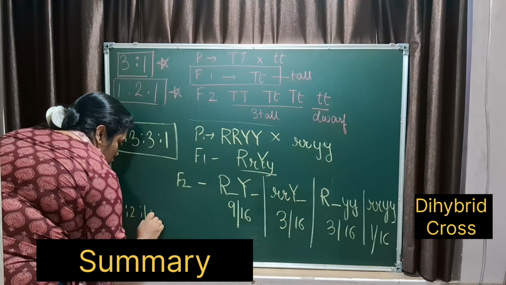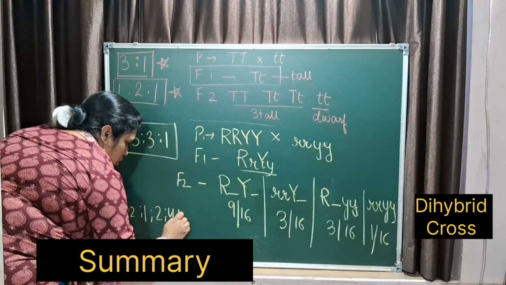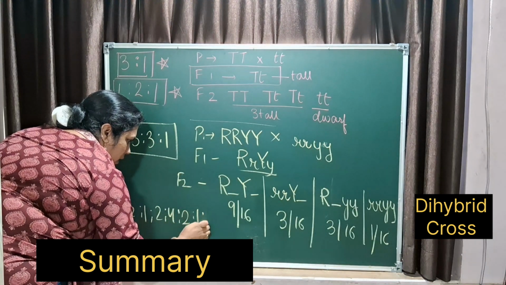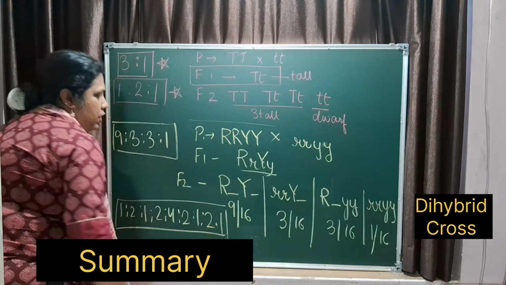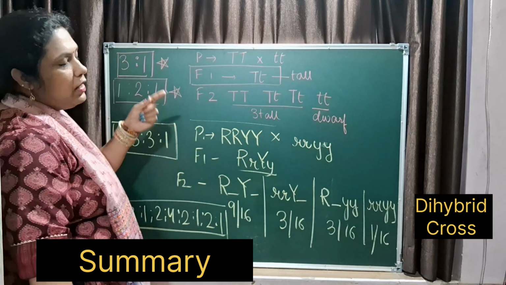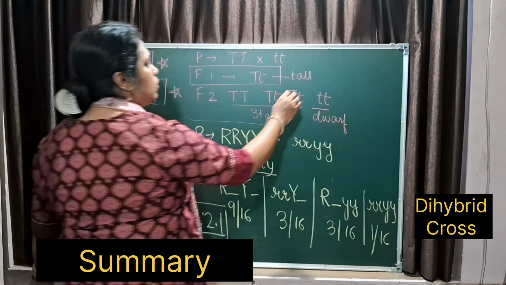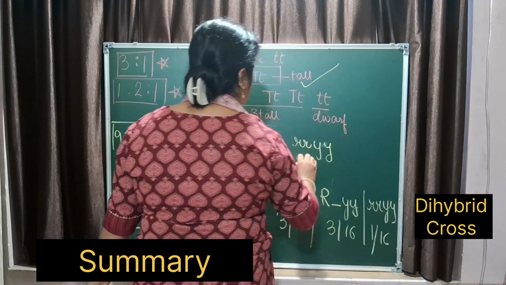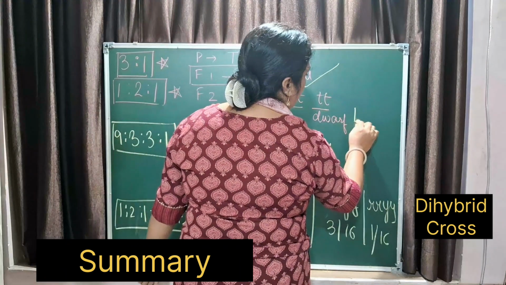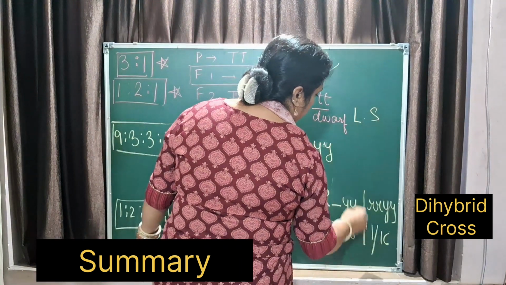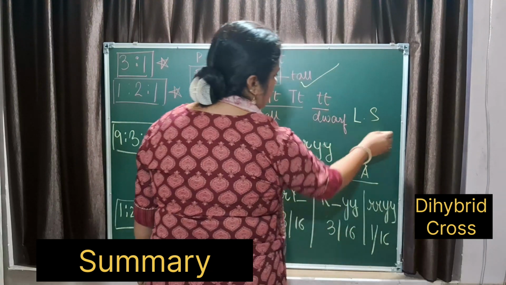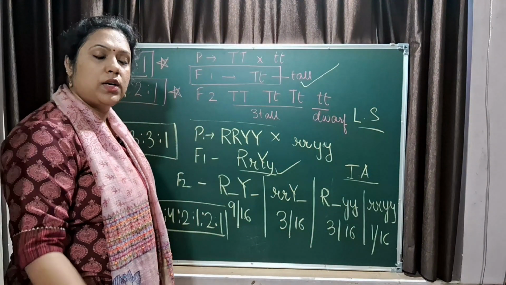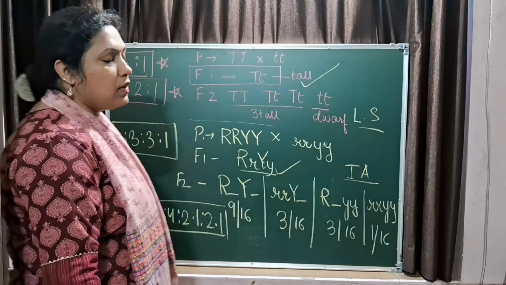1:2:1. 2:4:2. 1:2:1. This is the genotypic ratio. So this was the F1 and the F2. Here you prove the law of dominance, here you prove the law of segregation, and here you have to prove the law of independent assortment. Is that clear? Put it in the comment section if it is not clear.